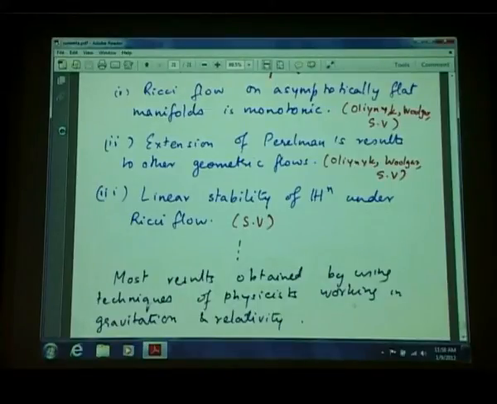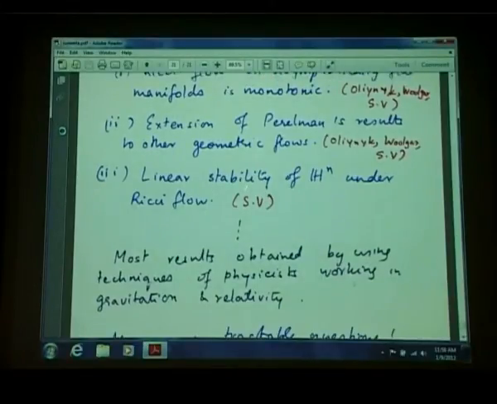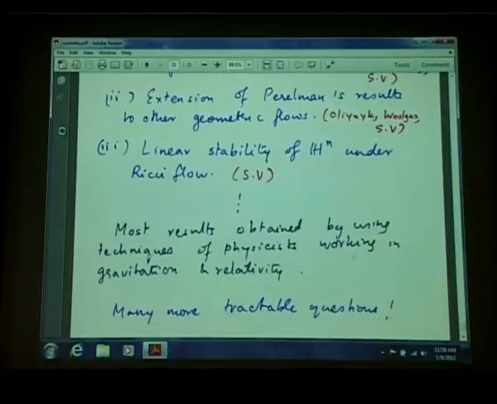Now, many of these are results on non-compact manifolds, and they were obtained by using techniques which physicists who work on gravitation and relativity are very familiar with. So these are new tools and techniques from physics which have been used to answer these questions. There are now many more tractable questions which can be answered by using this connection, and I'll leave that for some other time. Thank you.